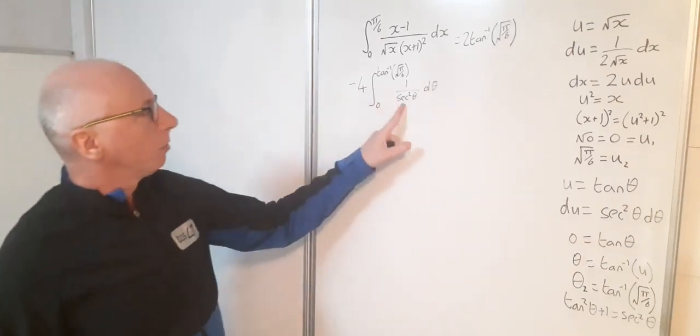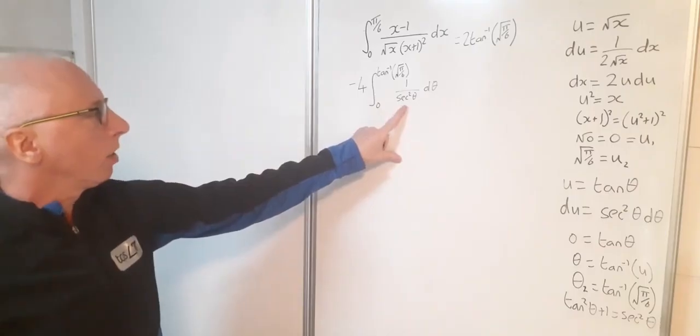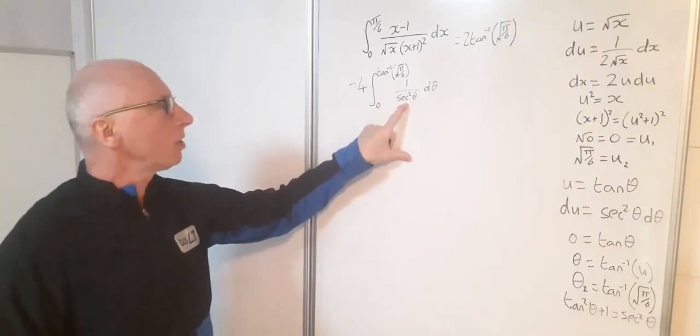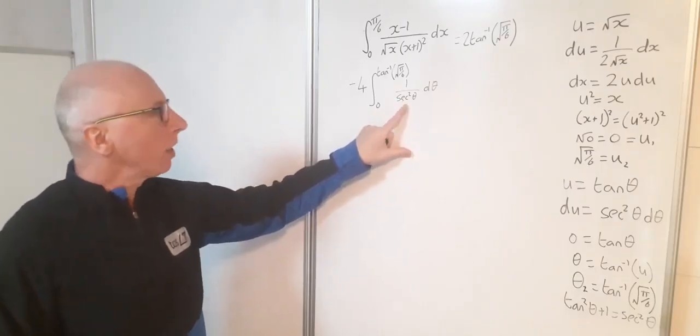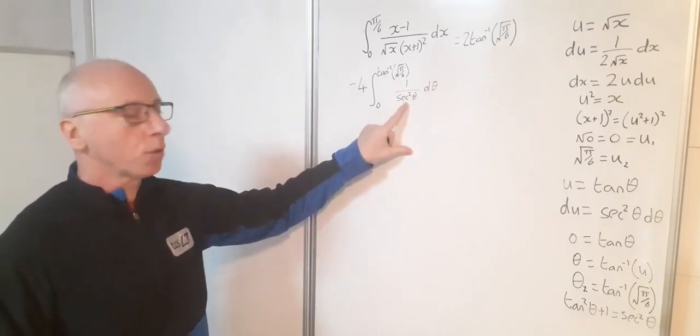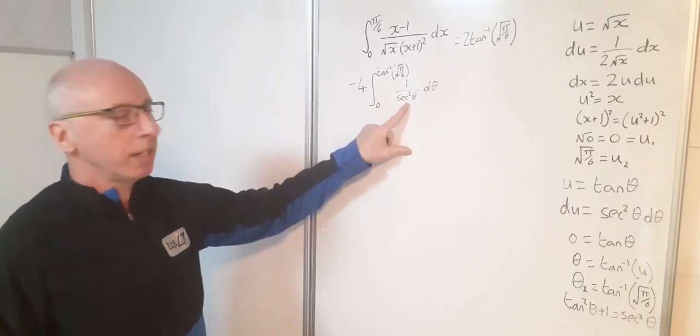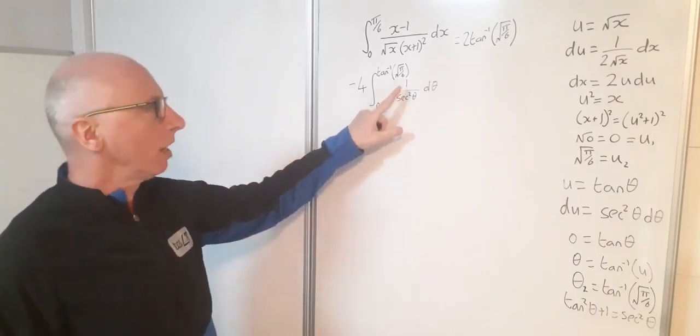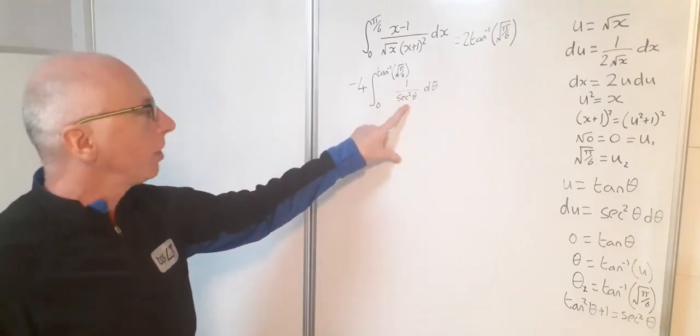Okay, so now we've got this bit here to deal with, 1 over secant squared theta. Now secant is the reciprocal of cosine, so here we've got the reciprocal of cosine squared theta. But as that's in the denominator, I can just put cosine squared theta in my numerator and return with a 1 in the denominator.